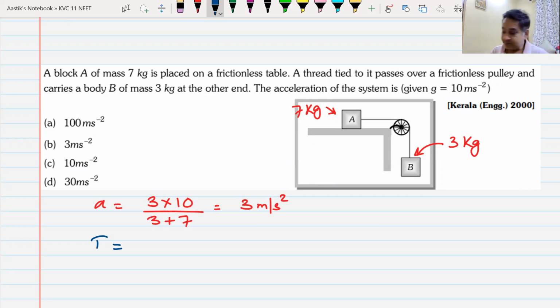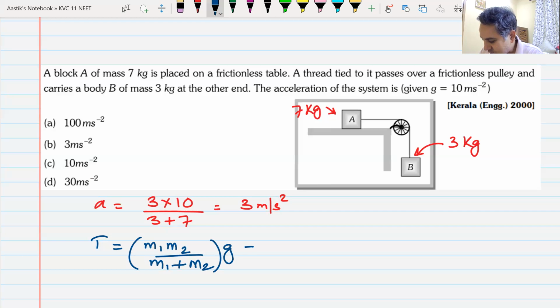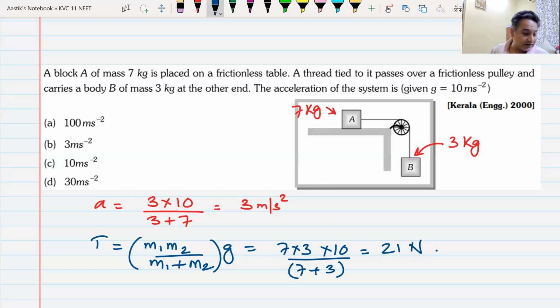If I would have asked, what is the tension in the string, what would your answer be? 21. How did you get it? It is M1 M2 divided by M1 plus M2 times G. 7 into 3 into 10 divided by 7 plus 3, and you end up with 21 newtons. Do we understand this? Yes or no?